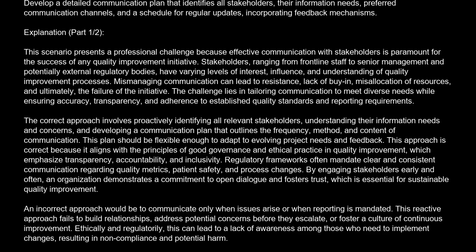Mismanaging communication can lead to resistance, lack of buy-in, misallocation of resources, and ultimately, the failure of the initiative. The challenge lies in tailoring communication to meet diverse needs while ensuring accuracy, transparency, and adherence to established quality standards and reporting requirements. The correct approach involves proactively identifying all relevant stakeholders, understanding their information needs and concerns, and developing a communication plan that outlines the frequency, method, and content of communication. This plan should be flexible enough to adapt to evolving project needs and feedback.